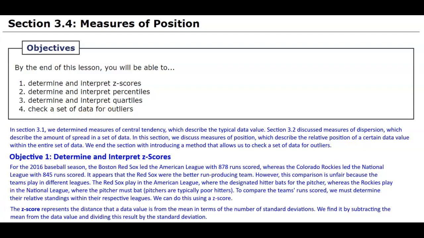Now, in section 3.1, we determined the measures of central tendency, which describe the typical data value. In section 3.2, we discussed measures of dispersion, which describe the amount of spread in a set of data. In this section, we discuss measures of position, which describe the relative position of a certain data value within the entire set of data. We end this section by introducing a method that allows us to check a set of data for outliers.